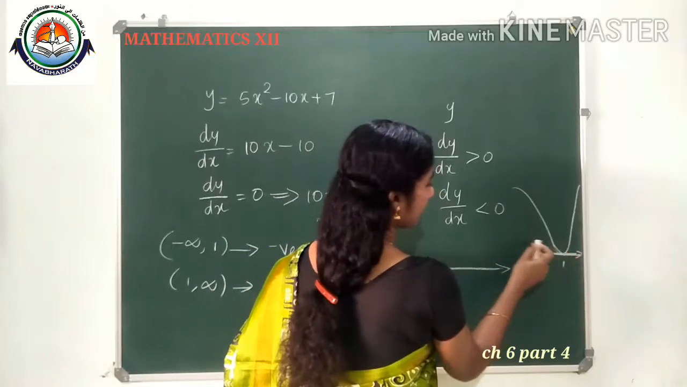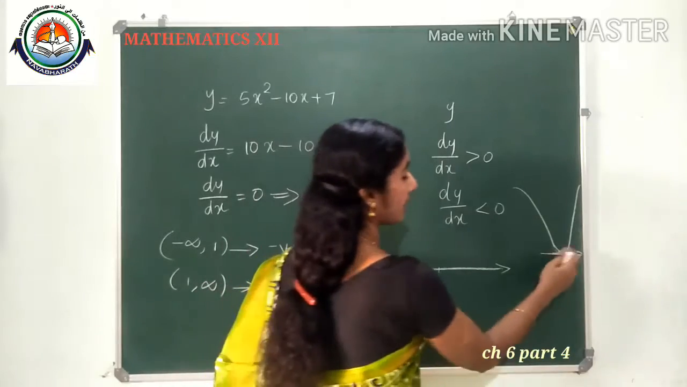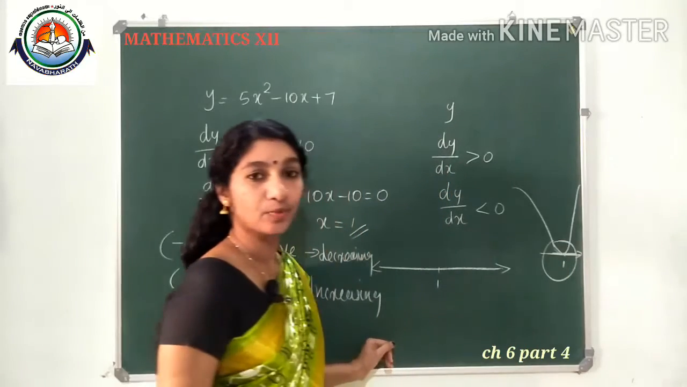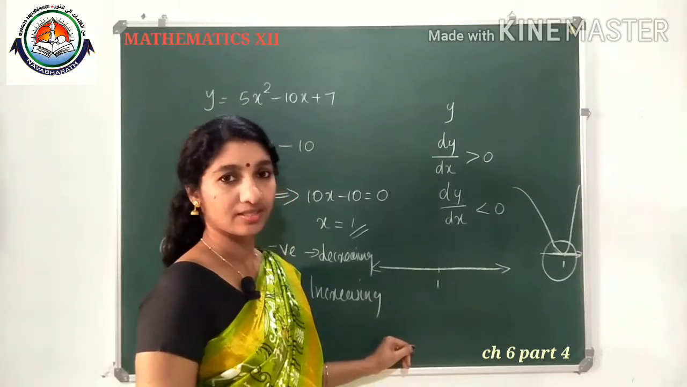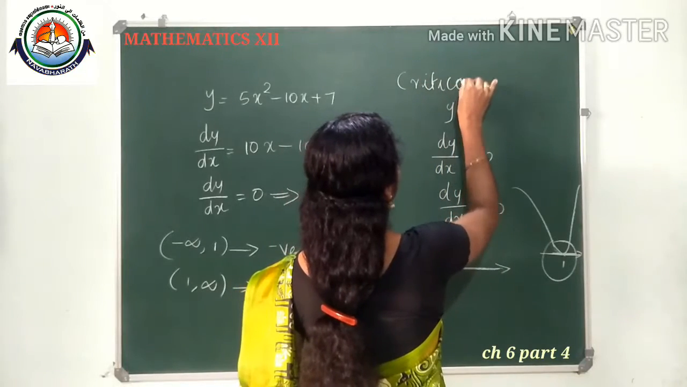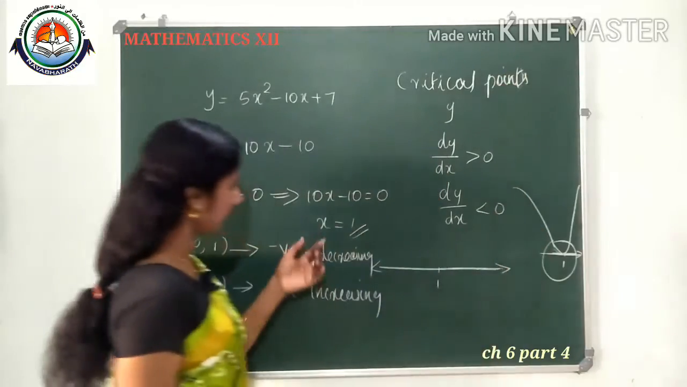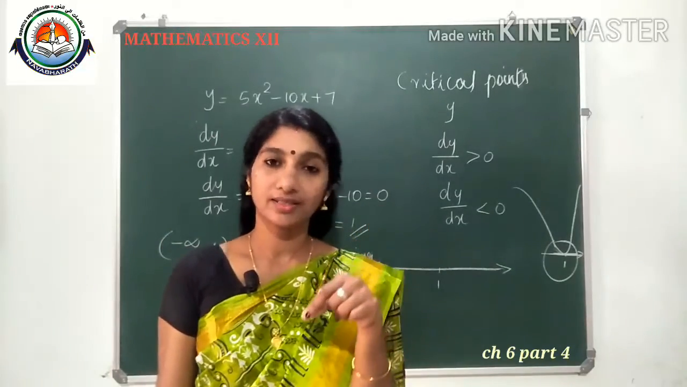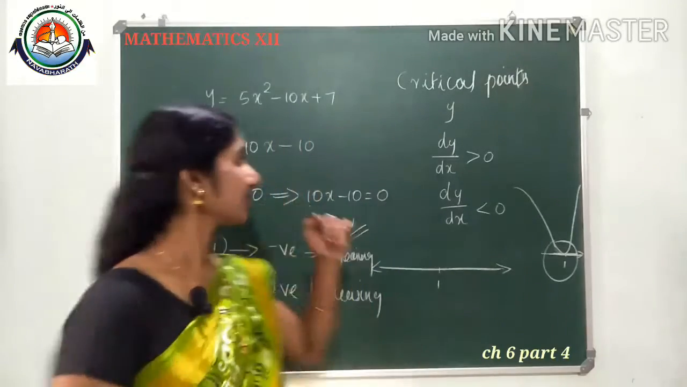Before 1 we get a decreasing function, and after 1 we get an increasing function. The point where f dash of x, the derivative of the function, is equal to 0, we call a critical point. So x equal to 1 is the critical point. Here one critical point, marked on the real line, gives two intervals. Like this we will do the problems.